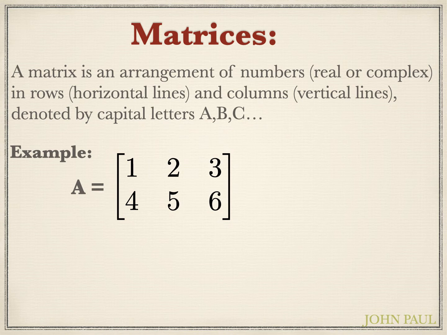In this, the numbers 1, 2, 3 are the first row. The numbers 4, 5, 6 are the second row. The numbers 1 and 4 are the first column. 2 and 5 are the second column. 3 and 6 are the third column.